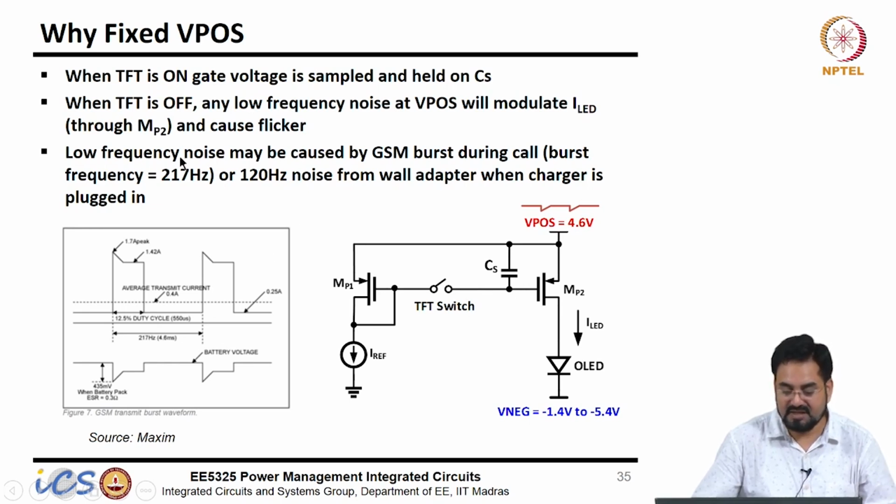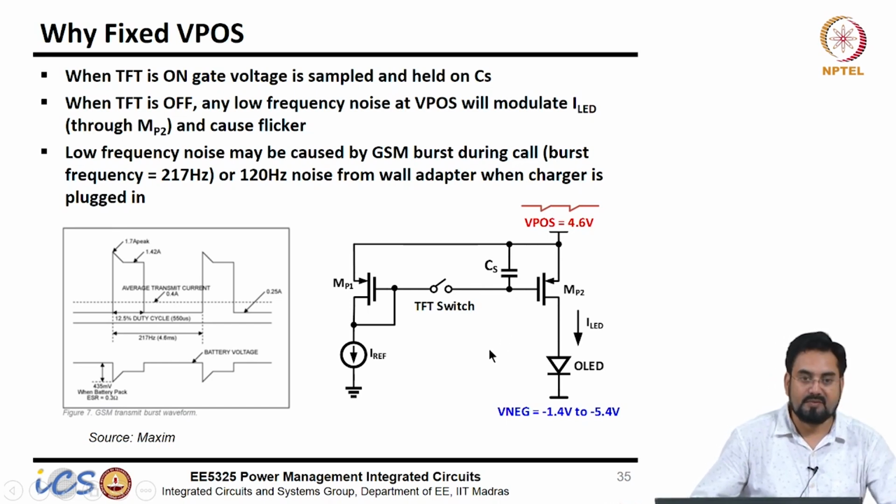And this could happen at your GSM burst. During a call, your burst frequency is 217 hertz, or it may happen at 120 hertz coming from your wall adapter. This frequency may be coupled to this supply and may appear as a flicker to our eyes.